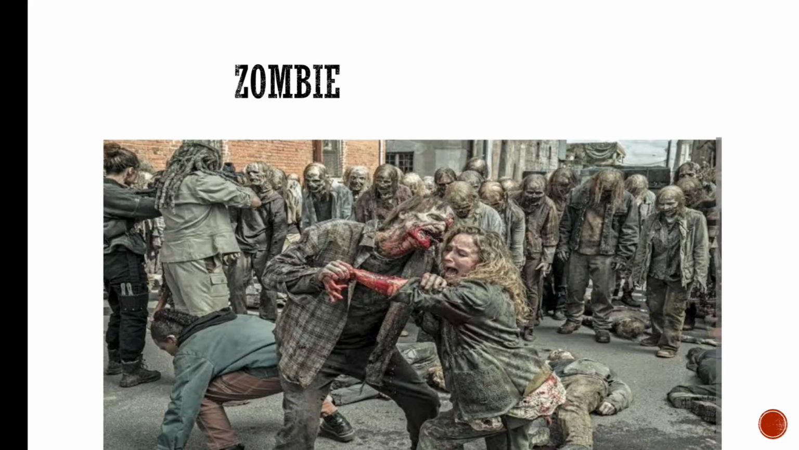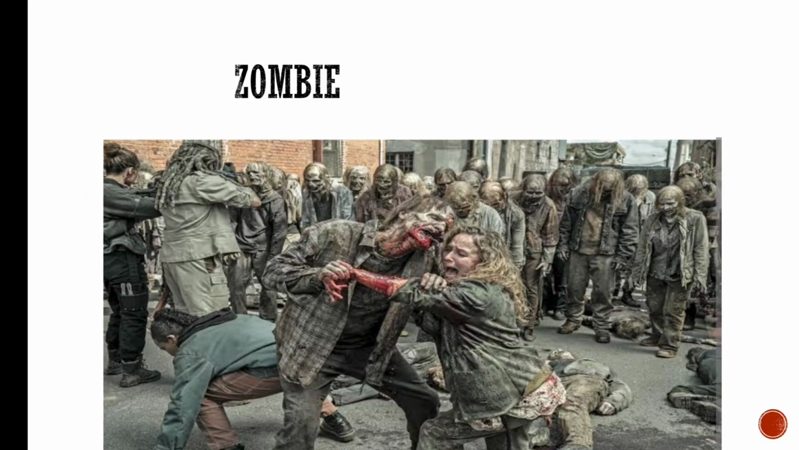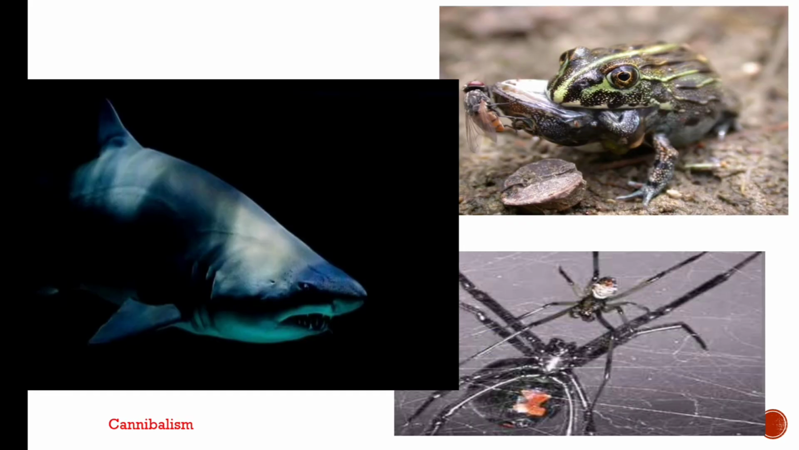In the movie Demon, a zombie attacks humans and kills them to eat flesh and drink blood. This phenomenon is cannibalism. Like in the image of the zombie, you can see it attacks, and in the image of the frog, you can see the frog eats its conspecific.